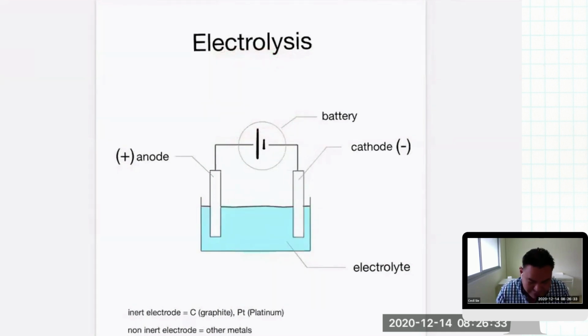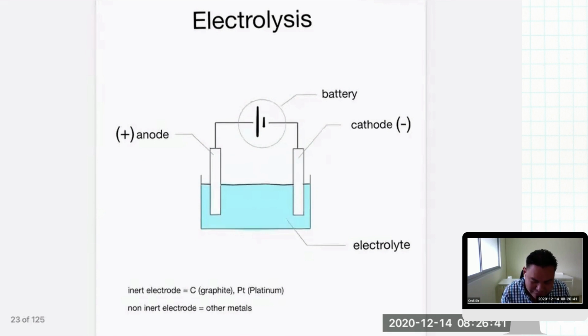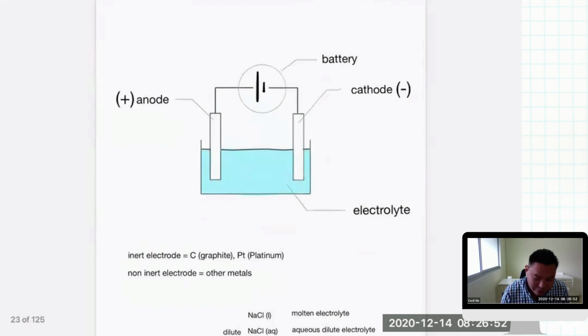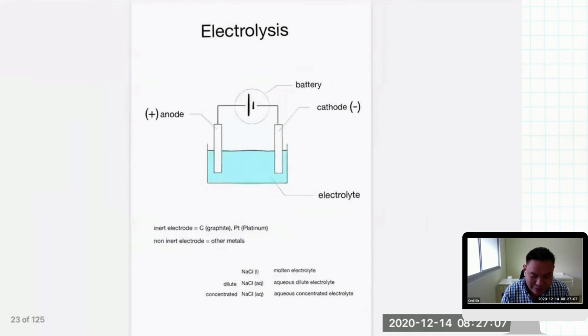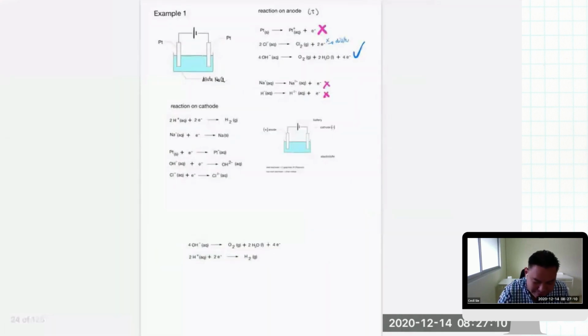Now, this part is my explanation about the reaction on the cathode. Remember, in electrolysis, we have a battery. The negative electrode is called cathode, and the positive electrode is called anode. Right? And we have two inert electrodes, platinum and graphite. Other than those two, non-inert electrodes can react. They might react. Yes.